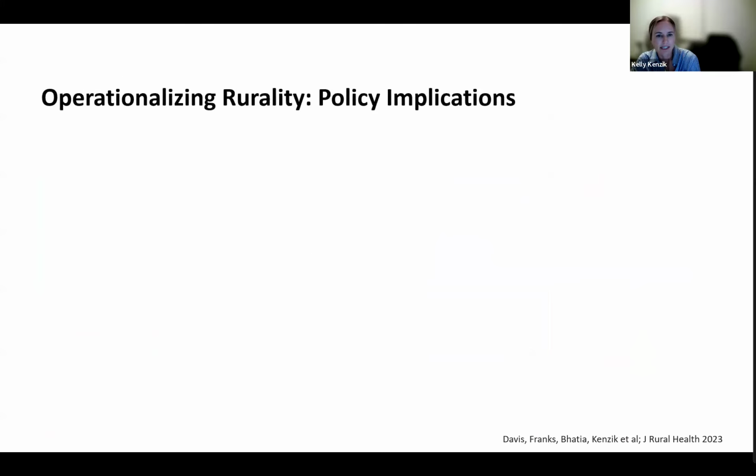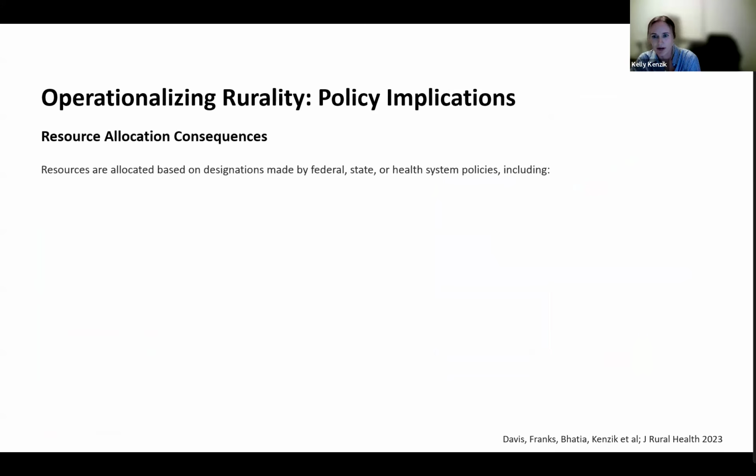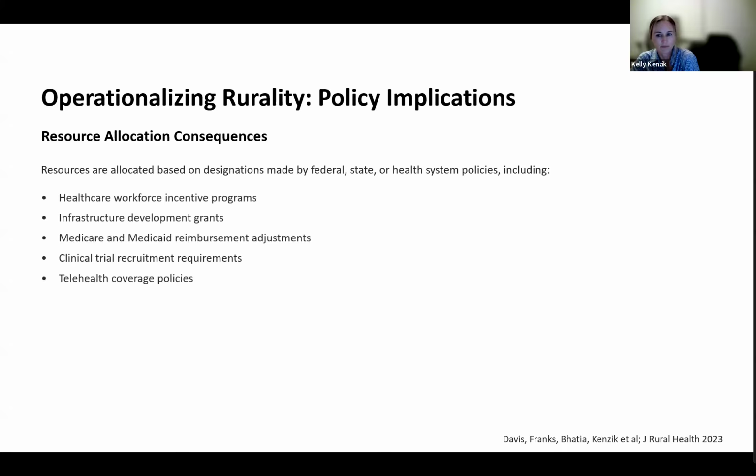So why are these very tedious analyses so important? Resource allocation, right? They're allocated all of these designations. This is how people get money. This is how counties get money. This is how the federal, state, and the health system are able to determine who needs any of these funding programs.